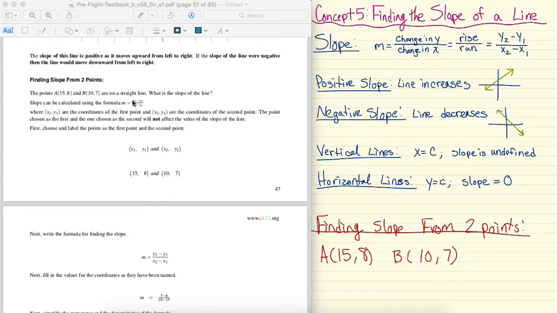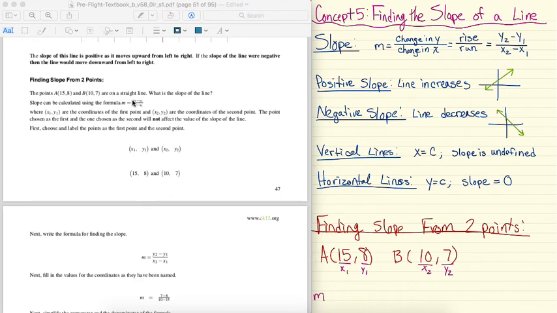You will always end up at the exact same answer, even if you switched around and said that point B was the first one and A was the second one. You're still going to get the same slope in the end. So I'm going to go through and label these. So I'm going to say this is x1 and y1. And that's a little hard to read, so I'm going to write those underneath actually. So this is going to be x1 and this is going to be y1. And then 10 is my second x point and 7 is my second y point.